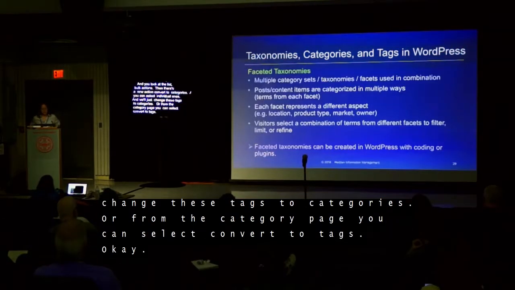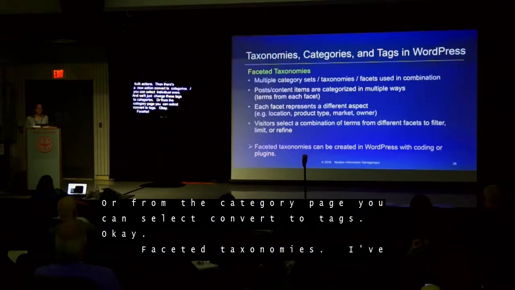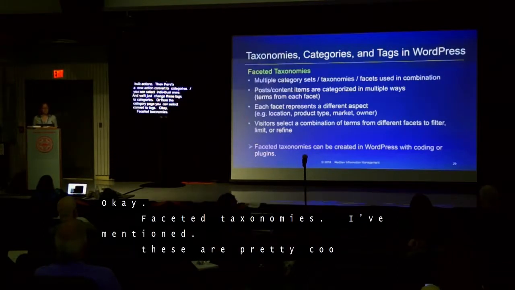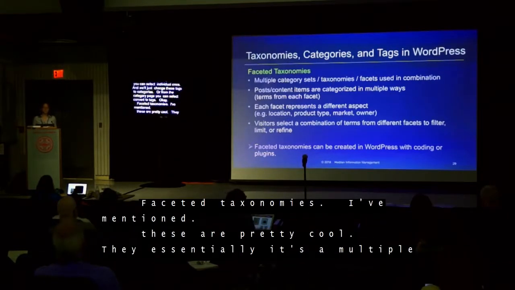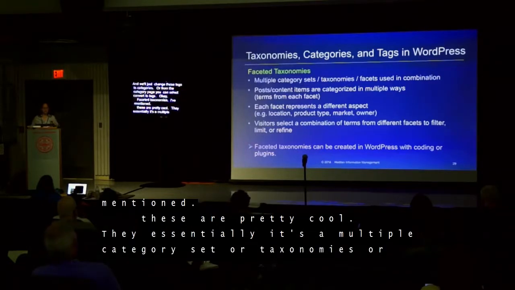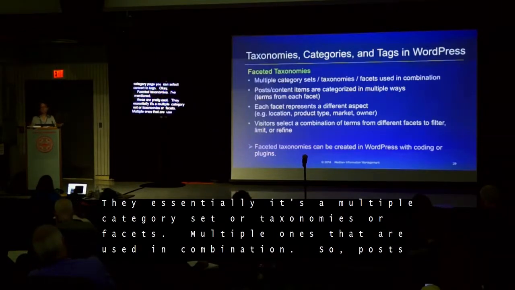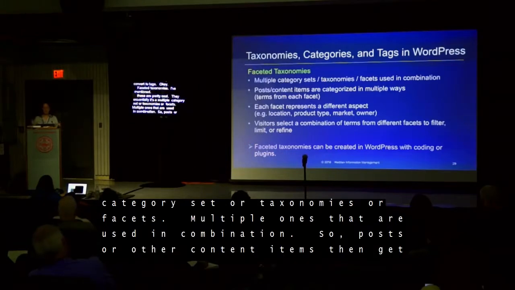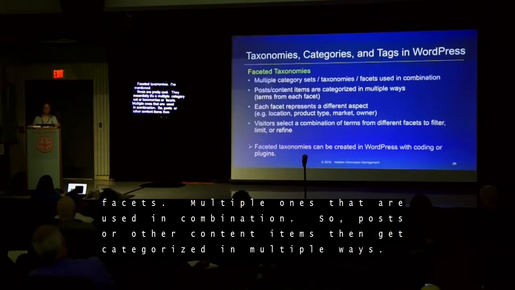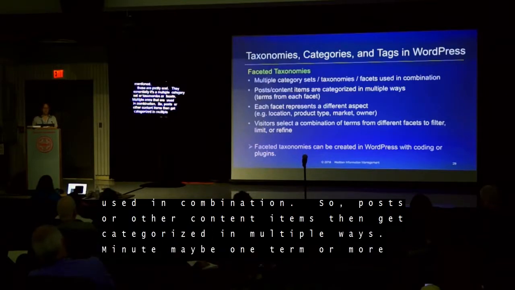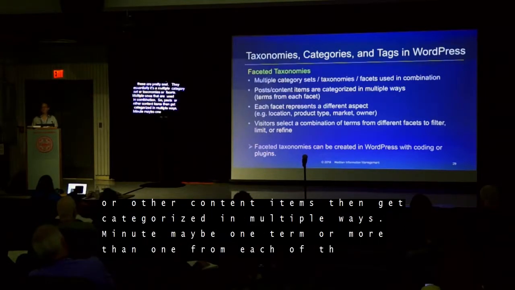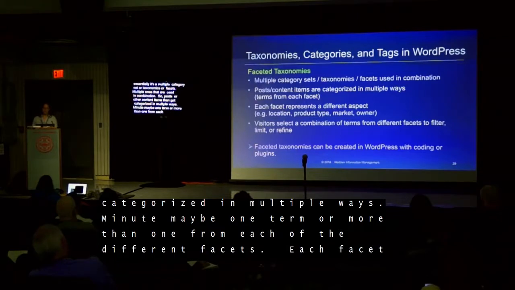Okay, faceted taxonomies, I've mentioned, are pretty cool. Essentially, they are multiple category sets, or taxonomies, or facets, multiple ones that are used in combination. So posts or other content items then get categorized in multiple ways, maybe with one term or more than one from each of the different facets. Each facet represents a different aspect.